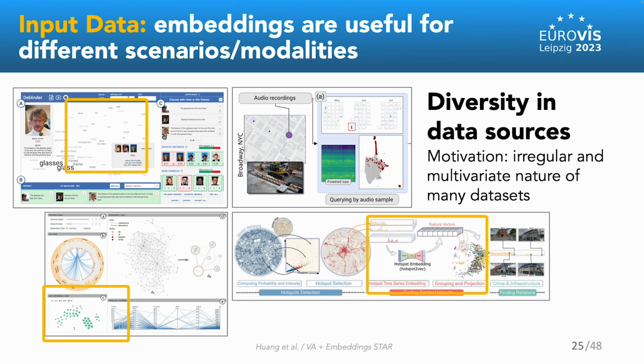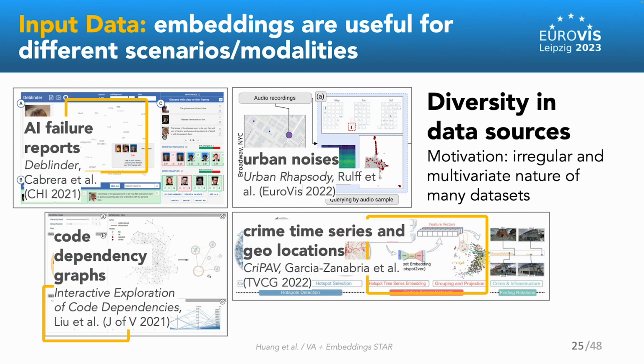For instance, some authors would argue using dynamic time warping might be insufficient to compare time series, and they choose to use autoencoders to embed time series as feature vectors. As those examples shown in the slides, like failure reports, audio data from urban noises, code dependency graphs, or crime data, the corresponding VA tools need to use embeddings to perform data representation, and adding embedding-related panels acts as an intermediate step to visualize between the downstream metrics and the raw data distribution.